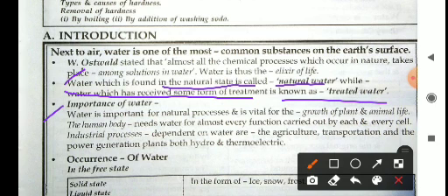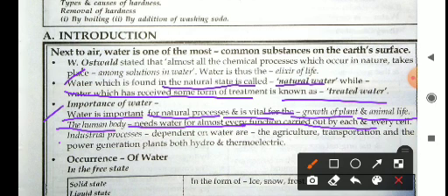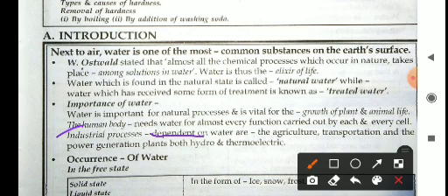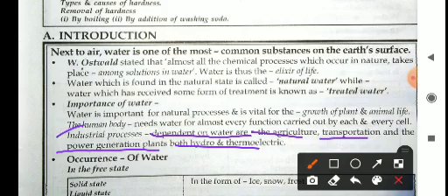Importance of water. Water is important for natural processes and is vital for the growth of plant and animal life, and the human body needs water for almost every function carried out by each and every cell. So water is a very important thing needed for almost every function carried out by plants or animals. Industrial processes that depend upon water are agriculture, transportation, and the power generation plants, both hydro and thermoelectric, which also depend on water.